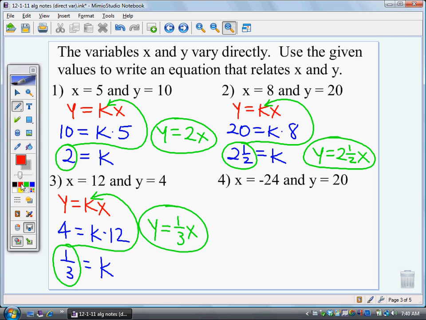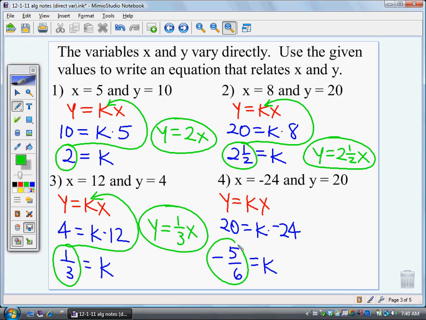The last one then, I made one of the variables negative, and it's also going to be a fraction. I have 20 is equal to k times negative 24. You divide by negative 24 on each side, and you're going to get that k is negative 5/6. Again, you'll take this value and put it right back in there for k, and you write your answer. Y is equal to negative 5/6 x.